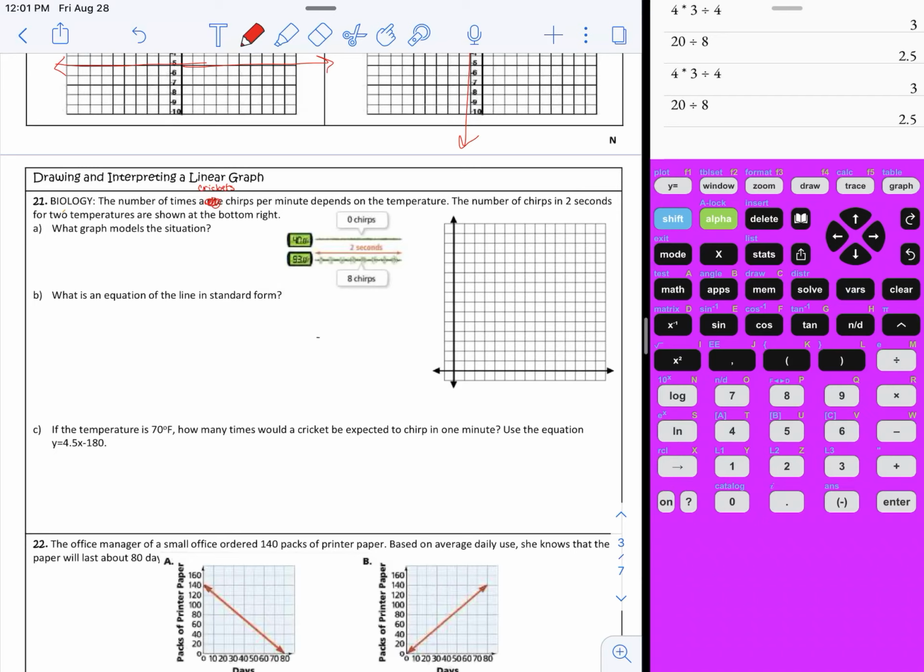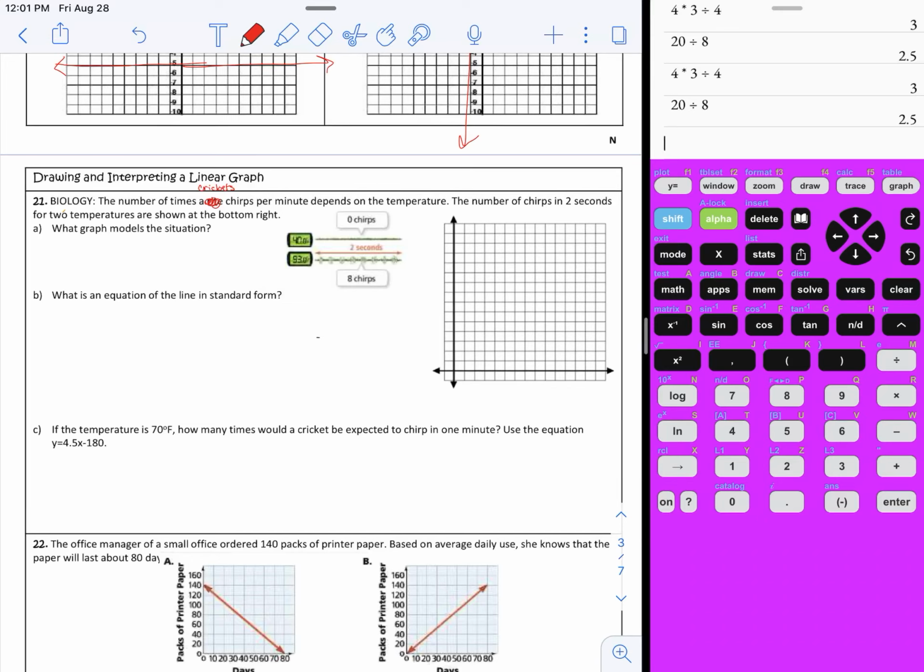So they have found that the number of times a cricket chirps in a minute depends on how warm it is outside. And we know this from summer. We hear more crickets than we do in winter. The number of chirps in 2 seconds is shown down here. So I see 0 chirps at 40 degrees and 8 chirps at 93 degrees. The problem is that's in 2 seconds, guys.